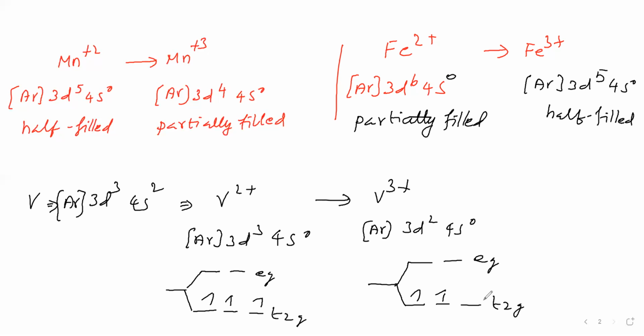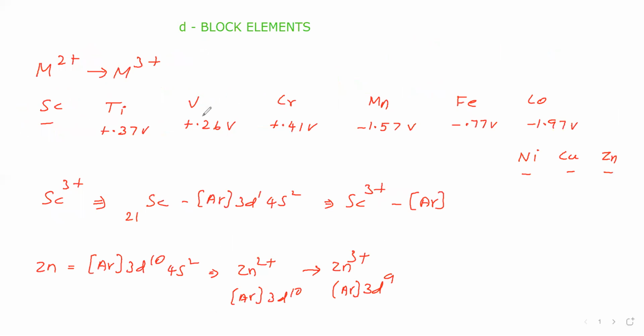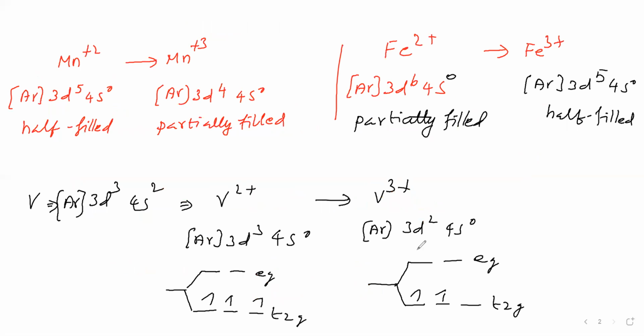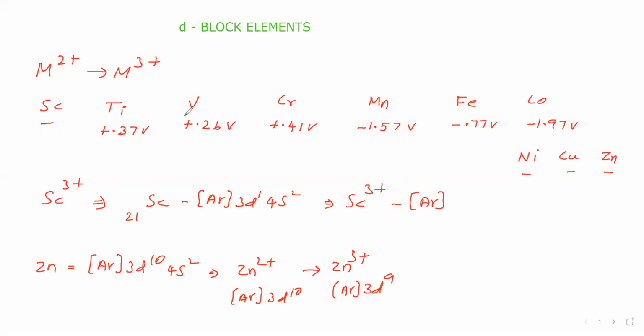Therefore, we will see the potential for this. The potential you see is plus 0.26 volt. So the potential is a positive potential because plus 0.26 volt is given. Why? We will see, this half-filled is converting into partially filled. Why that one, we have to see.